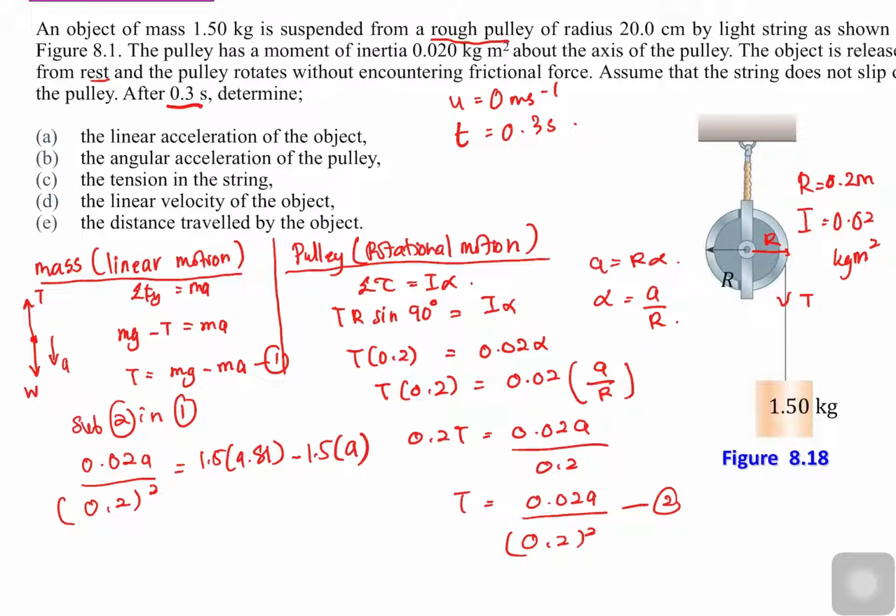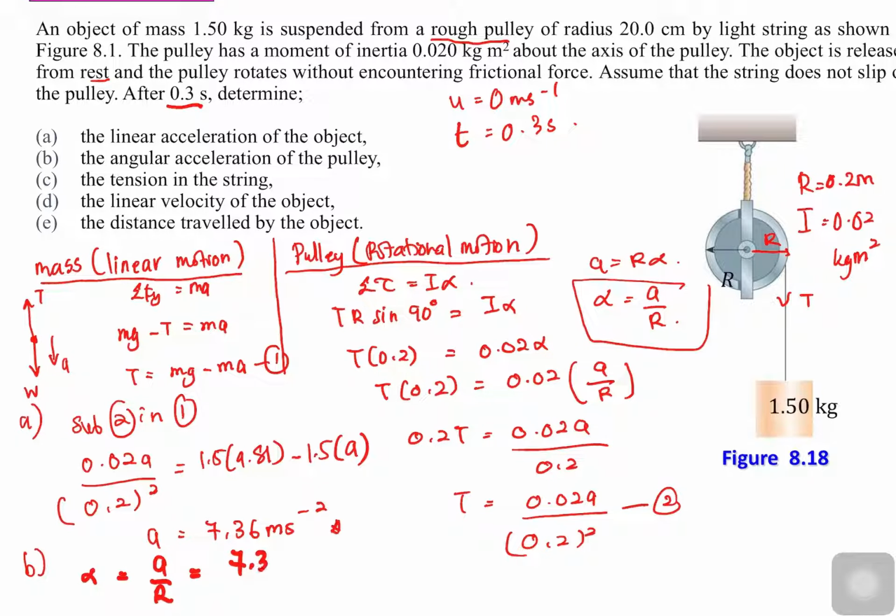So if the substitution is enough up to there, the final answer for a, if you arrange everything, you will get 7.36 ms^-2. That will be the linear acceleration. This is for A. Okay, for B, angular acceleration, they want alpha like what I did here. Alpha equals a over R. So 7.36 divided by radius 0.2 gives 36.8 radian per second square. So I only show A and B.